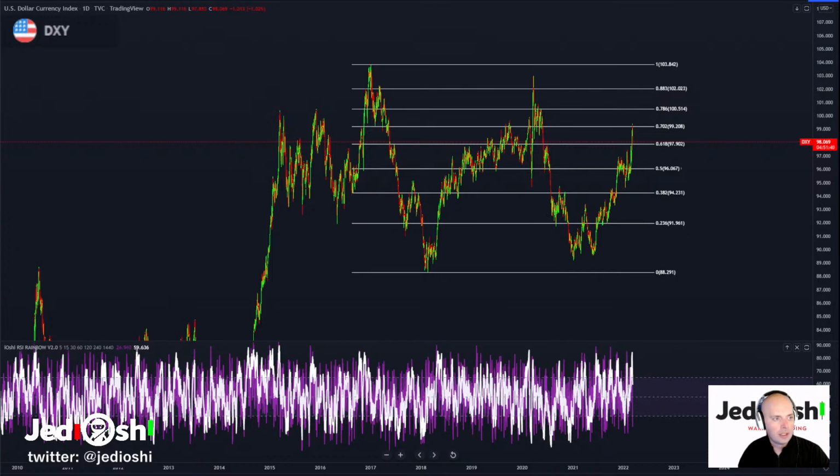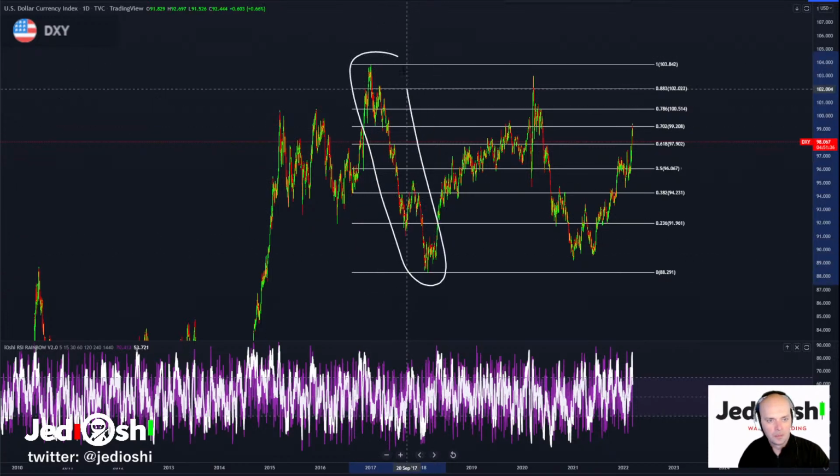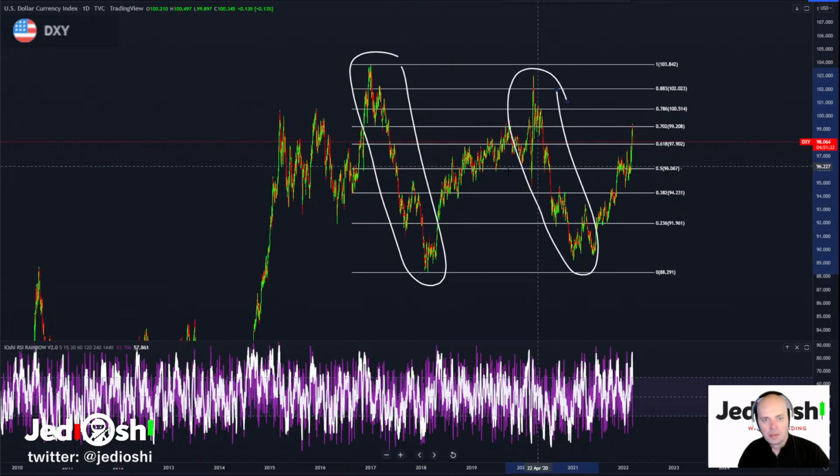And so the theory is potentially, if the DXY starts weakening, these two spots in the chart were really good for Bitcoin and crypto. Right, so a falling dollar will be good for crypto. Is this done? I don't know.